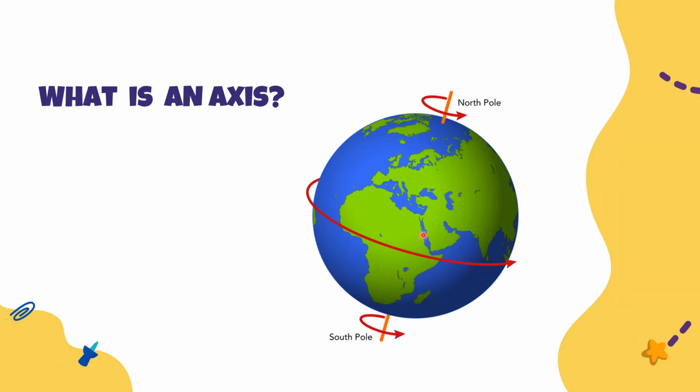Before knowing about latitudes and longitudes, first you need to know what an axis is. An axis is an imaginary line which you can see here. It passes through the North Pole, then the center of the Earth, and then through the South Pole. The Earth rotates around this axis. When the Earth rotates itself, it causes day and night, and this is called rotation.